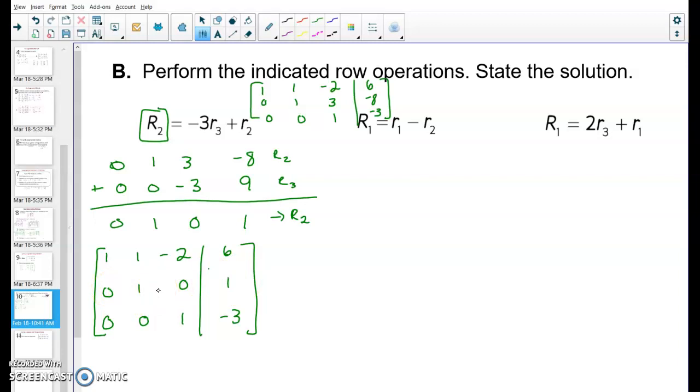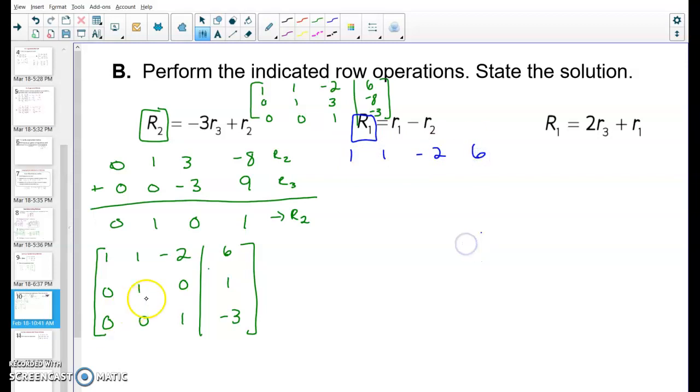All right, let's look over here now at the other operations that we have. We're looking to replace row 1. So now we're changing our first row. Everything else is going to build off of this green matrix. So we are doing row 1 minus row 2. So let's write those again. 1, 1, negative 2, 6, minus row 2.